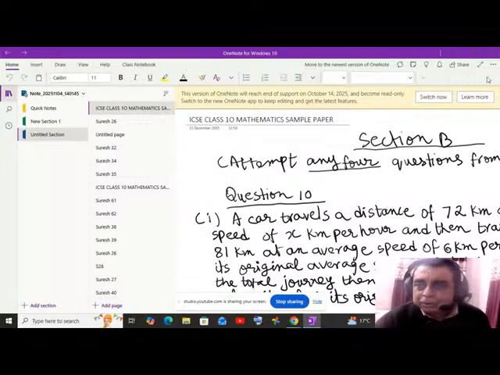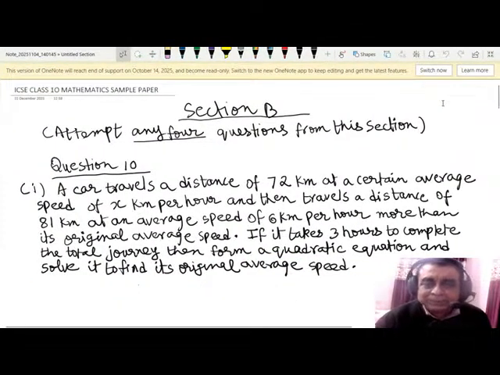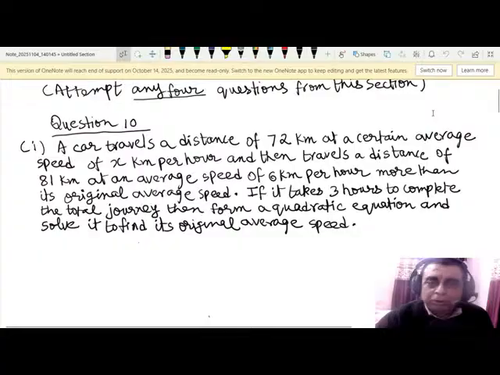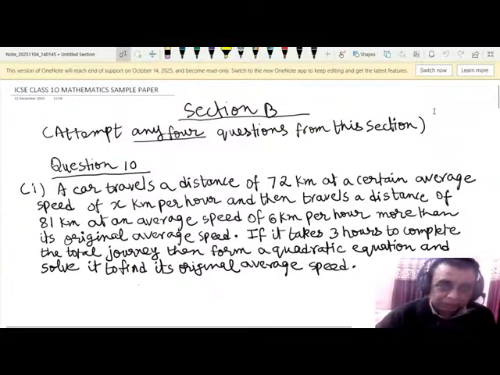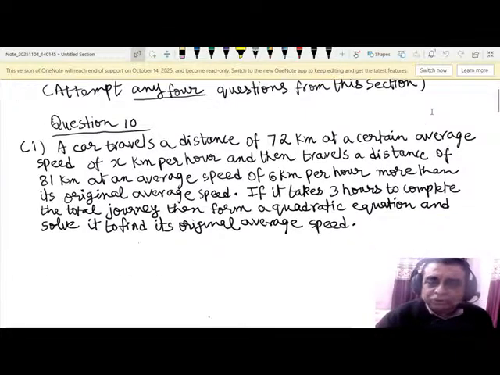Out of the 7 questions, it is asked only to do any 4 questions. So we have already completed the question number 4, 5, 6, 7, 8 and 9. Now this is the last question of section B. We are doing this question.